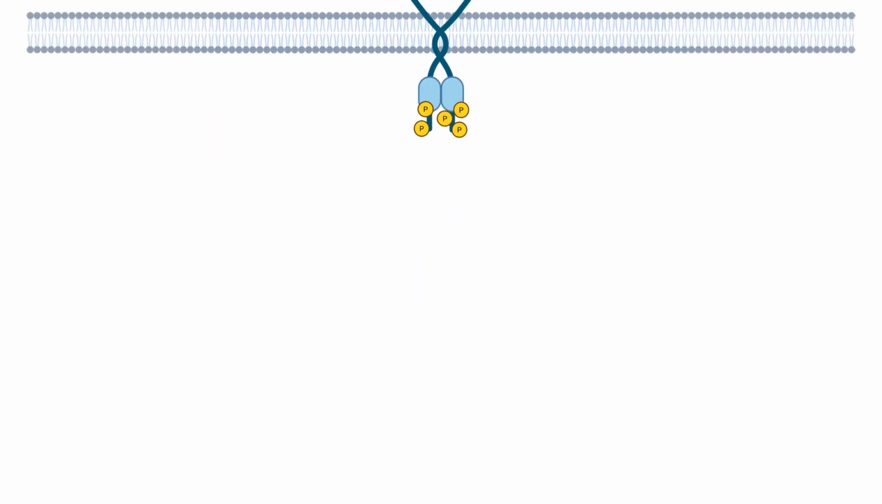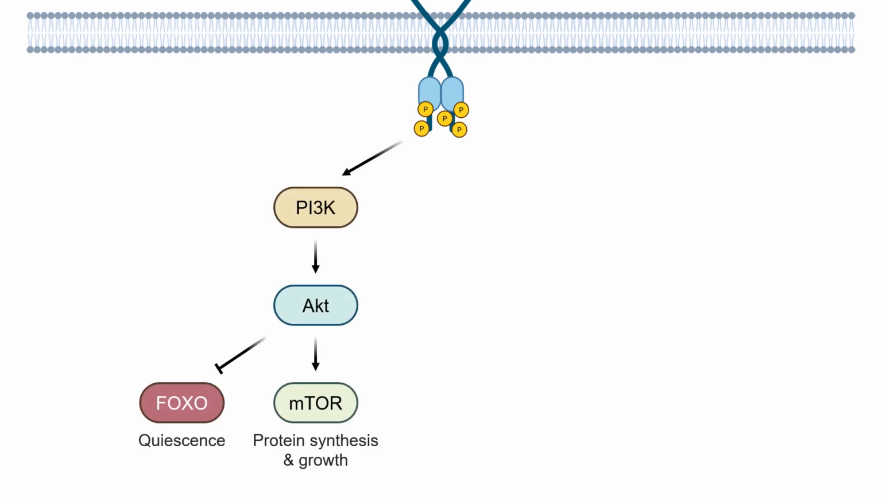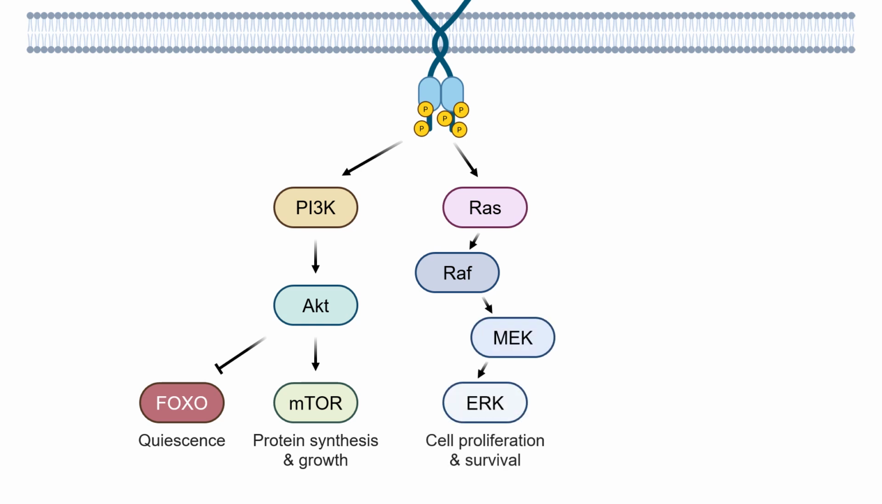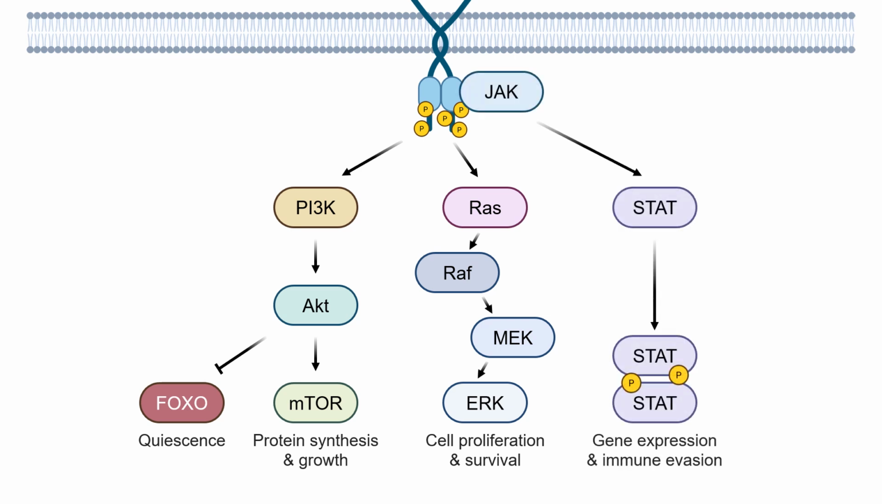There are several different signaling pathways that can occur. One pathway is PI3 kinase and AKT, another kinase, and eventually it reaches FOXO or mTOR. mTOR is important for growth signal. Another pathway is through RAS, RAF, and MEK ERK kinase. This pathway is involved in cell proliferation and survival. And another pathway is through JAK and STAT. This pathway is involved in gene expression and immune evasion. These activating pathways are all important signaling for cancer cell survival and proliferation.